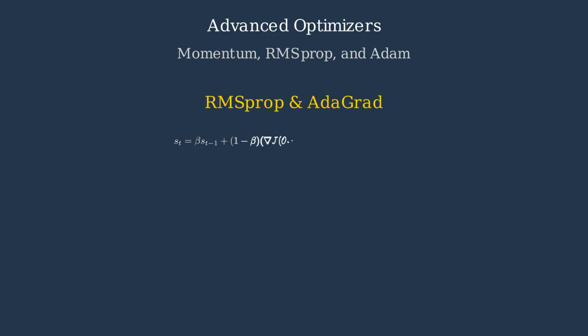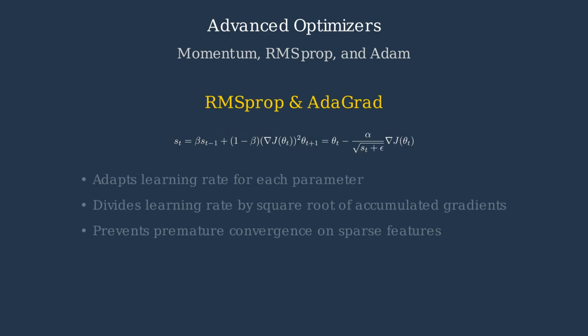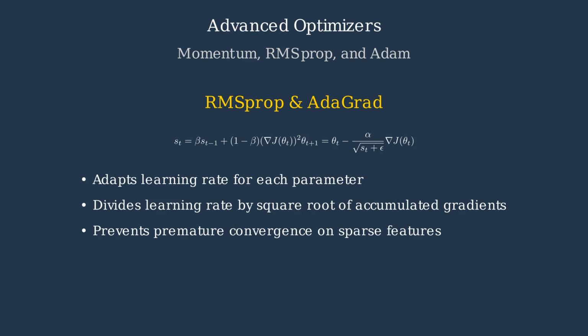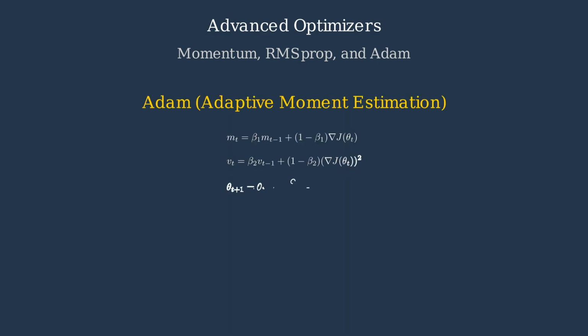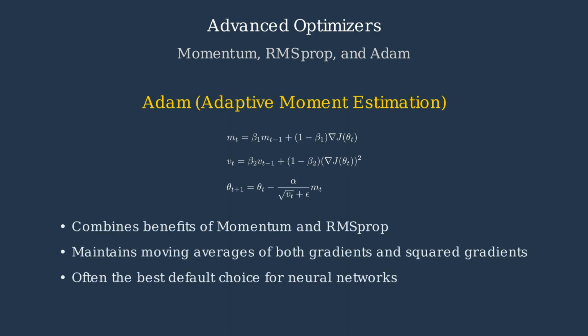RMSprop and AdaGrad adapt the learning rate for each parameter based on the history of gradients. They divide the learning rate by the square root of accumulated squared gradients, allowing faster learning for infrequently updated parameters. Adam combines the advantages of both momentum and RMSprop. It maintains moving averages of both gradients and squared gradients, enabling faster convergence and better navigation of complex loss landscapes.